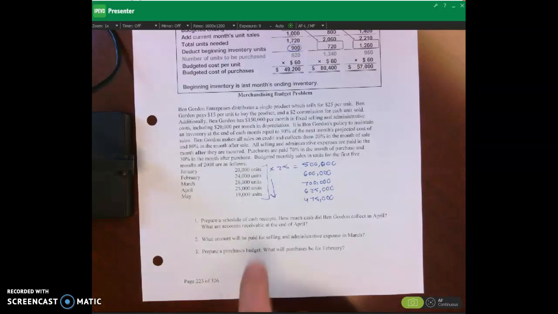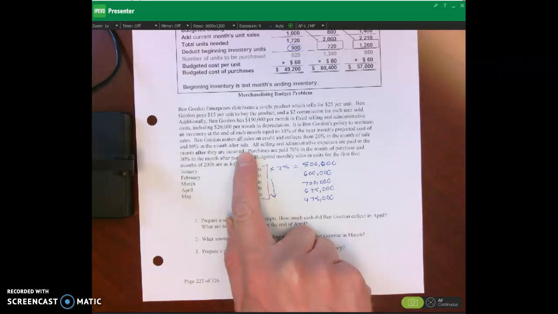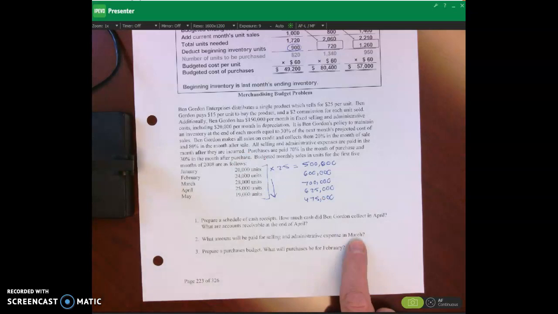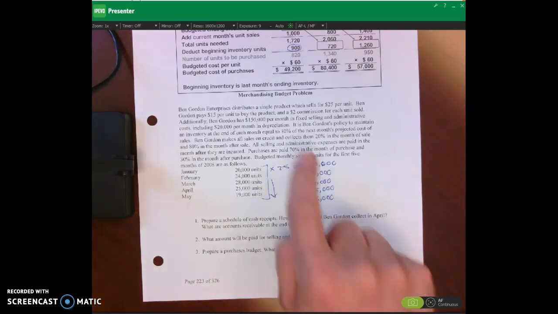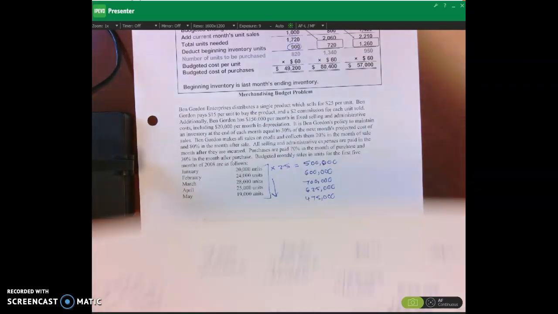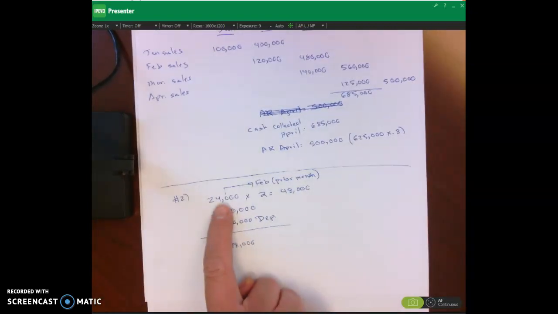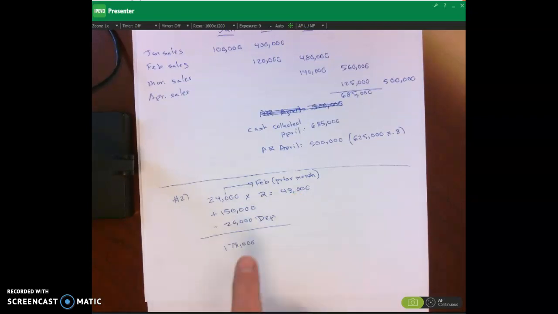So the tricky part about number 2 is it says right over here, all selling and admin expenses are paid for in the month after they are incurred. So what are we paying for in March? We're paying for April selling and admin expenses. Those selling and admin expenses that were incurred in April, we pay for in March. And it says we have our $2 commission, we have our $150,000, and then we have our $20,000 in depreciation. So we take our $24,000 times the $2, this is our variable, plus our fixed of $150, but we're talking about cash outflows, so we subtract out the depreciation to get down to $178. That is the correct answer, okay?